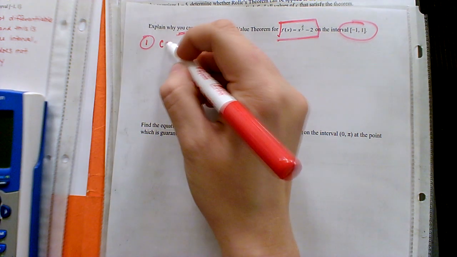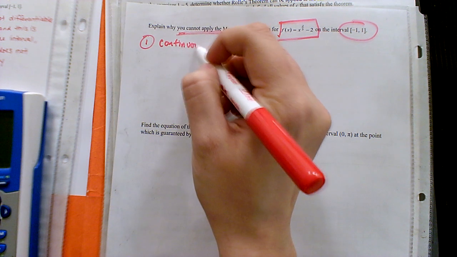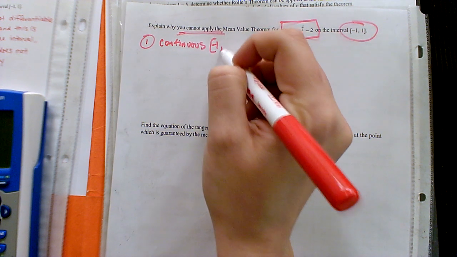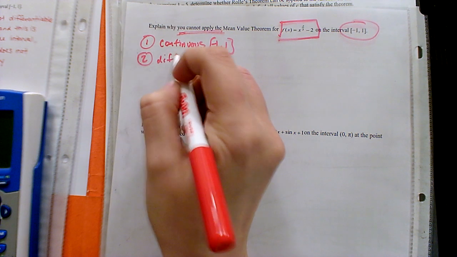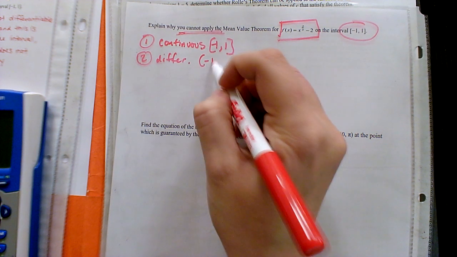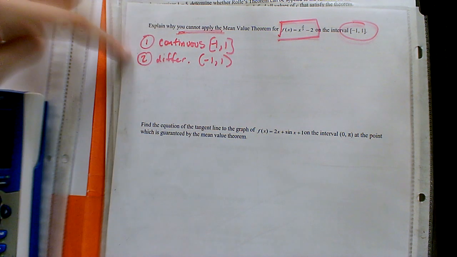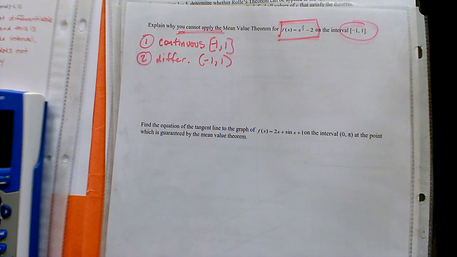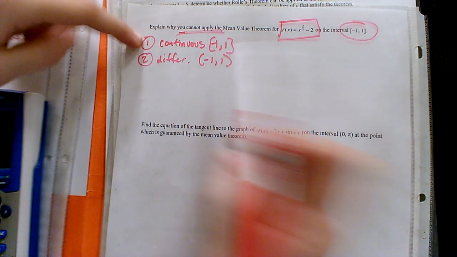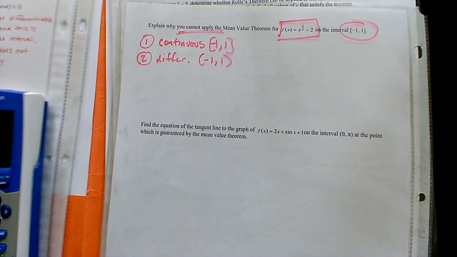Yeah. Continuous on the closed interval. Differentiable on the open. Rolle's has the third kicker, which was the endpoints are the same, but we don't need that for the mean value theorem. So one of these two is failing. It's either not continuous here or it's not differentiable in here. So let's see what we can do.